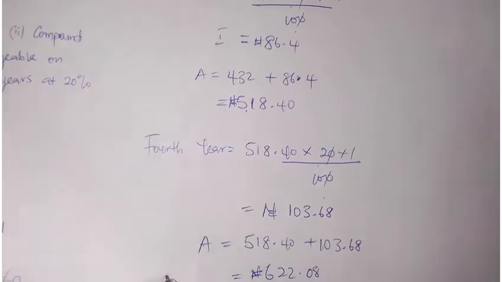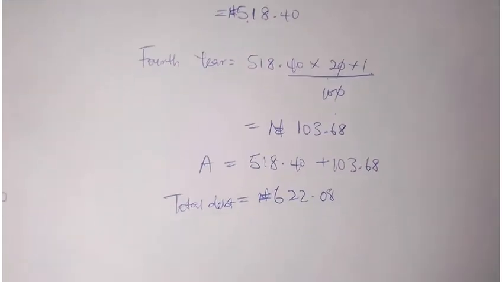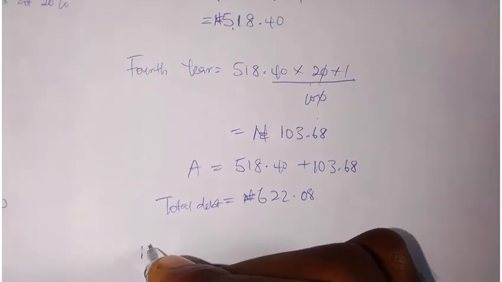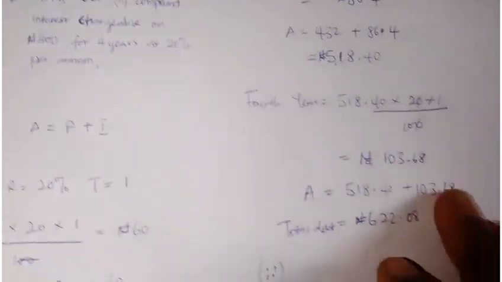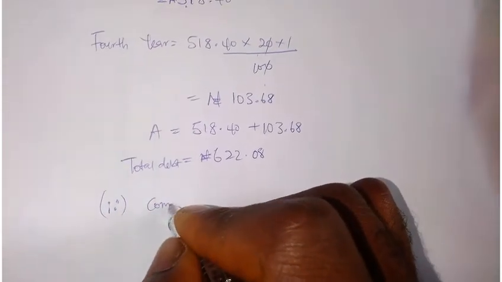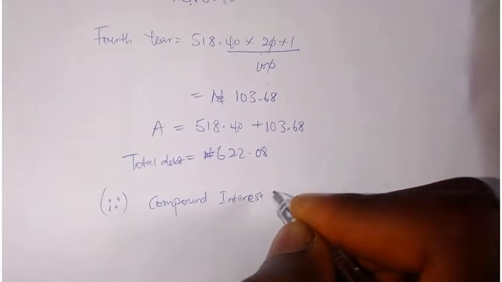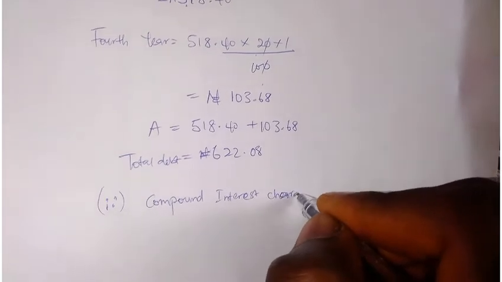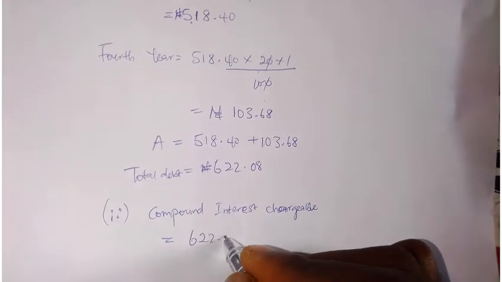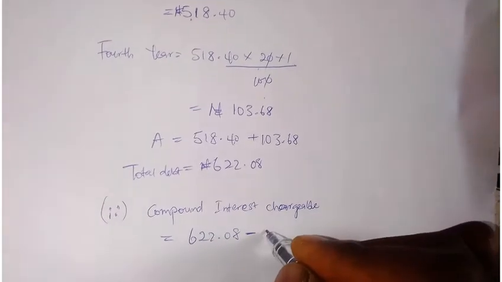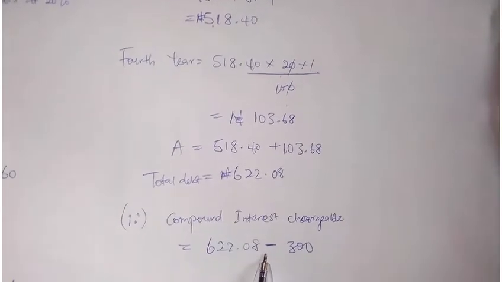Okay, now that is the total debt for the whole 4 years. So now solve number 2 question, which is the compound interest that is chargeable. To get the compound interest chargeable becomes the total debt minus the initial principal, which is 300 naira. The total debt minus the initial principal, which is 300 naira.